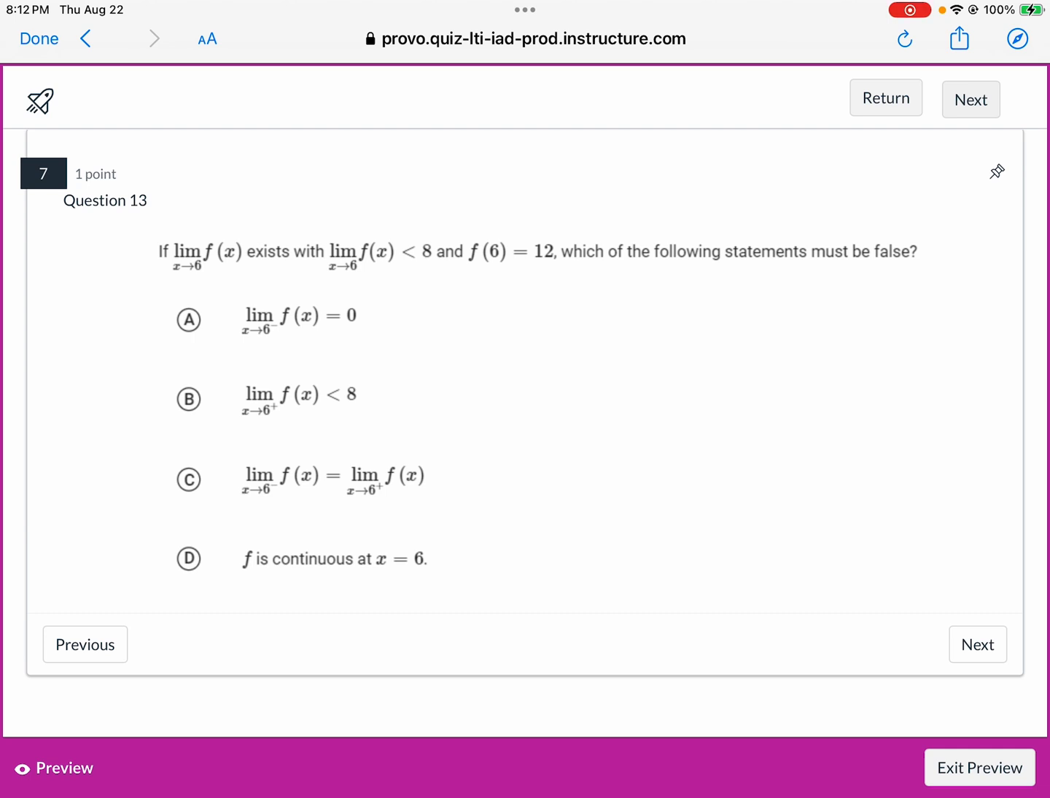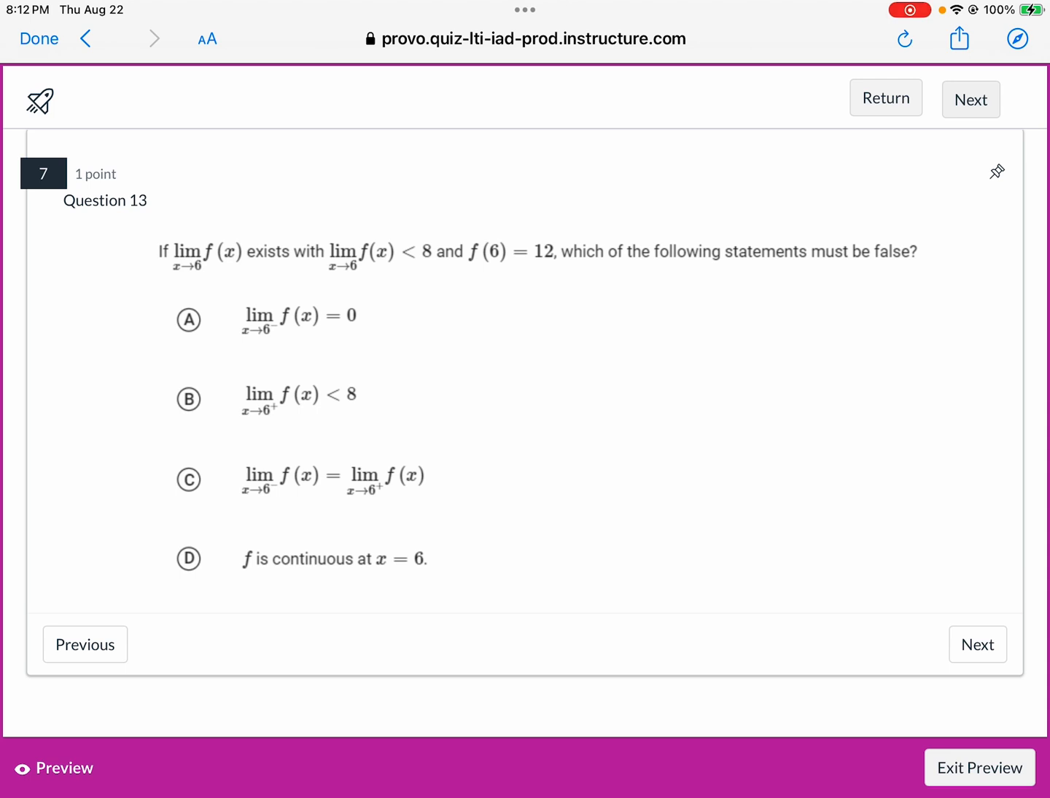The next one: the limit as x approaches 6 of f of x exists, where the limit as x approaches 6 of f of x is less than 8 and f of 6 is equal to 12. Which of the following statements must be false? Going through each of these would probably be the best thing, to see if it matches up with the description. So the limit as x approaches 6 from the left.